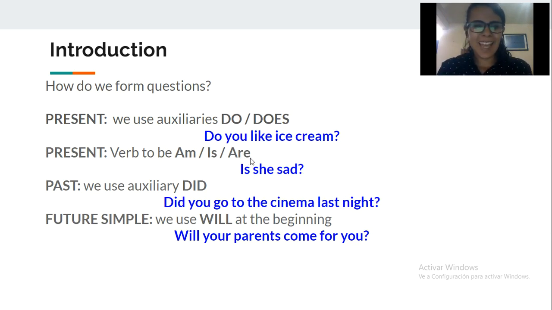Okay, and then we have the past. For the past simple, we use the auxiliary did. Okay, so we put the auxiliary at the beginning. Did you go to the cinema last night? Remember that the verb stays in the simple form. It's incorrect to say, did you went to the cinema last night? Okay, that is incorrect. So remember the verb in simple form. Did you go to the cinema last night?